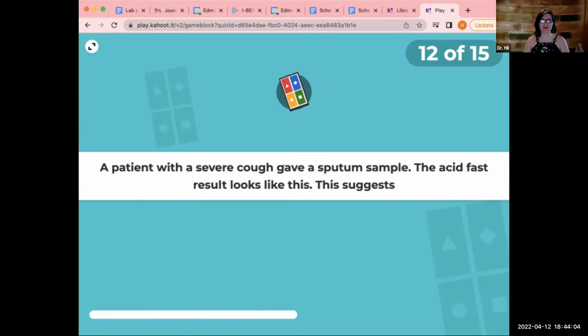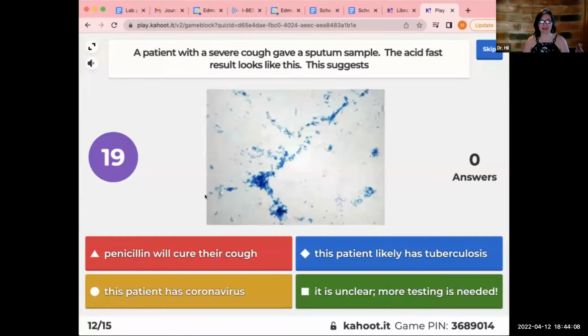A patient with a severe cough gives a sputum sample and then an acid-fast stain is done. It looks like this. So what do we now know?